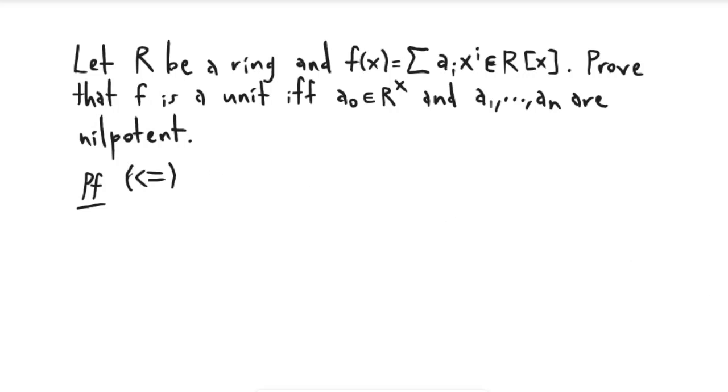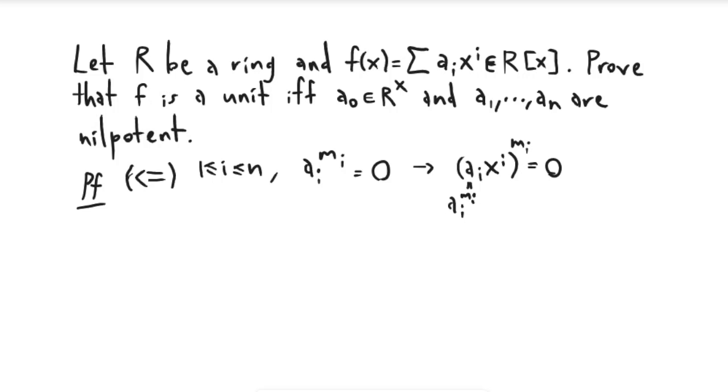So what we want to observe is that because all of a1 through an are nilpotent, the monomials associated to them are also nilpotent elements of R[x]. Right, so what that means is for any i between 1 and n, we know that there exists an mi so that ai to the power of mi is equal to 0. But then that implies that (ai x^i)^mi is also equal to 0, because (ai x^i)^mi is just ai^mi times x^(i mi).